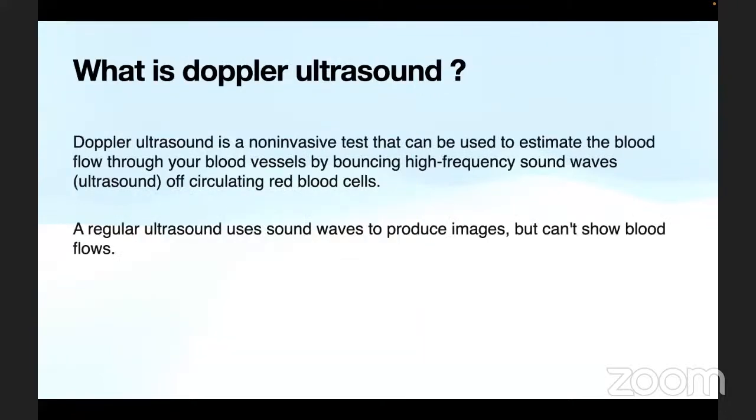There is another mode which we should be aware of, that is the Doppler mode or Doppler ultrasound. Doppler ultrasound is a non-invasive test that can be used to estimate the blood flow through your blood vessels by bouncing high-frequency sound waves off the circulating red blood cells. A regular ultrasound uses sound waves to produce images, but it cannot show flows. So if you want to know the flows, there is a different principle embedded into our ultrasonography machines, known as Doppler ultrasound. This gives you the information with regard to flows of the blood.